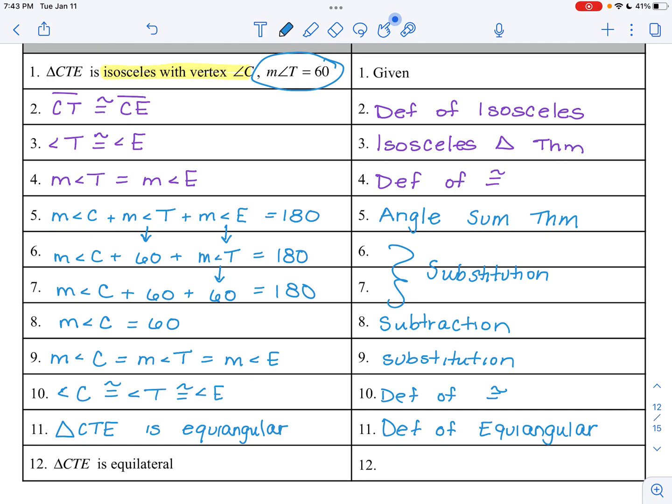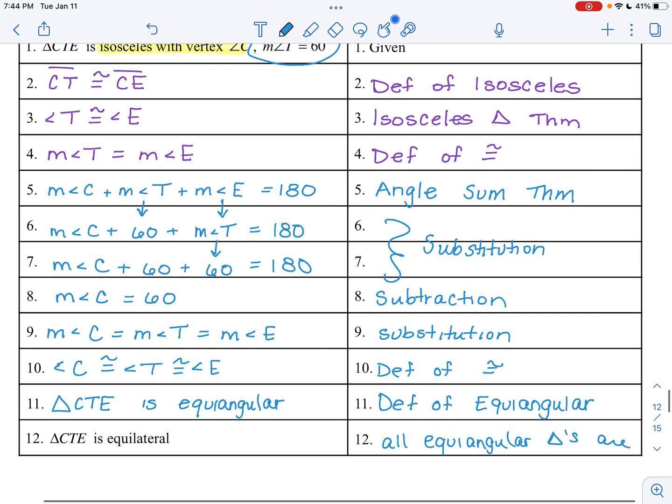And we know that every equiangular triangle must also be equilateral. So that gives us our very last step. And our final reason is going to say all equiangular triangles are equilateral. We're just going to write out the sentence for that one.